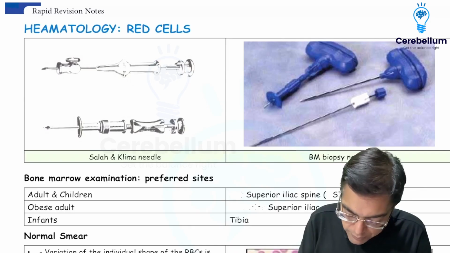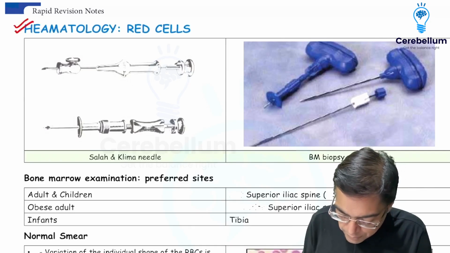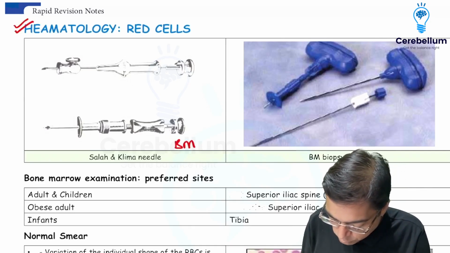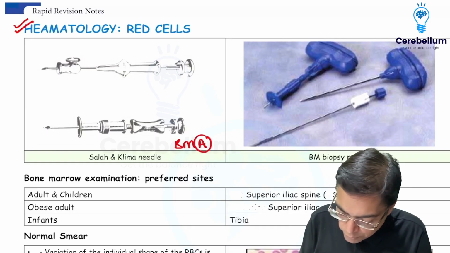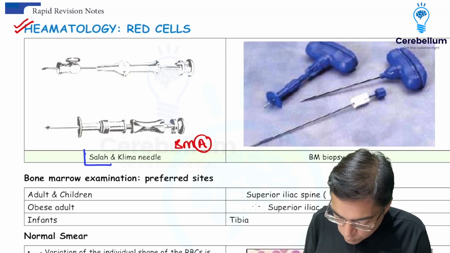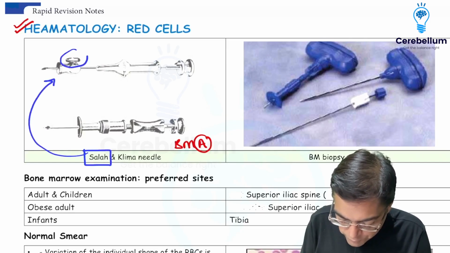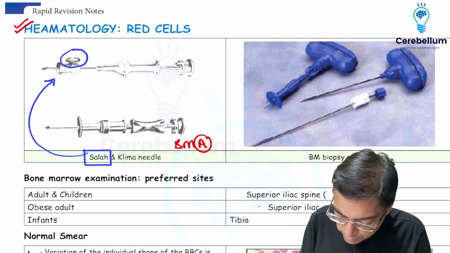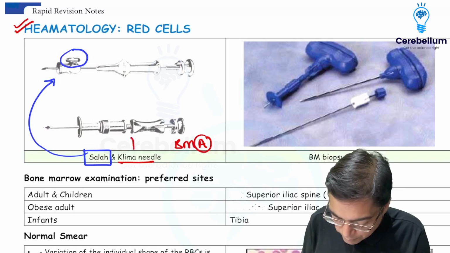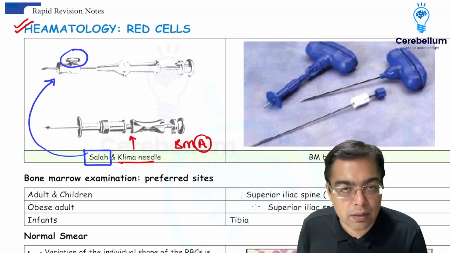When we are talking about the examination of the bone marrow, this can be done with the help of a technique that is given the name of bone marrow aspiration. For bone marrow aspiration, we can be using two types of needles. One is given the name of Salah's needle, which has the presence of a side screw. Or we may be going in for the examination with the help of Klima's needle, which has the presence of a skeleton and guard.